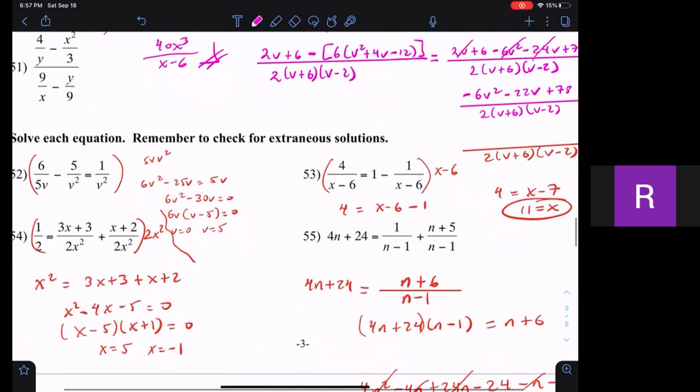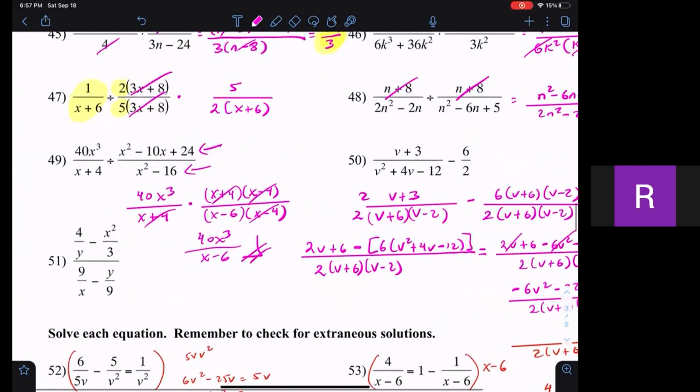Okay. So the equation, oh, there's one more. This one.